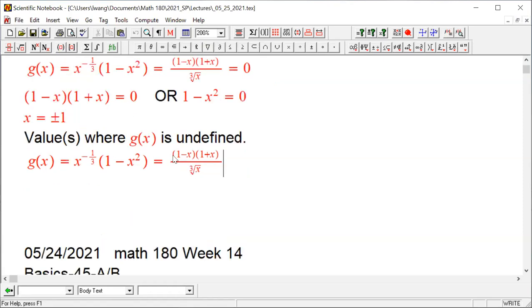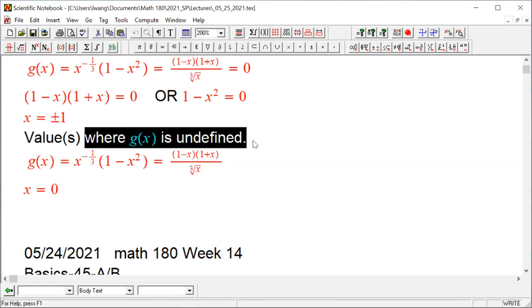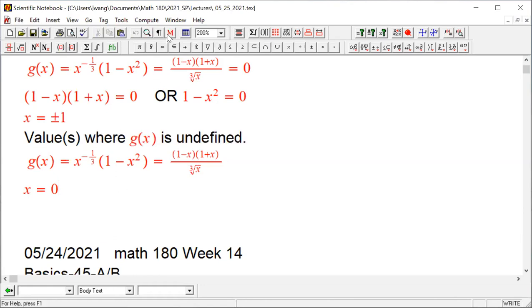Well, the numerator is a polynomial. It's a quadratic, in fact. The denominator is a cubic root. The cubic root is defined everywhere. The domain is all real numbers, but because the cubic root is in the denominator, it cannot be 0. So the number where G is undefined is x equals 0. And then you're done. So this is the ABC 3 steps.